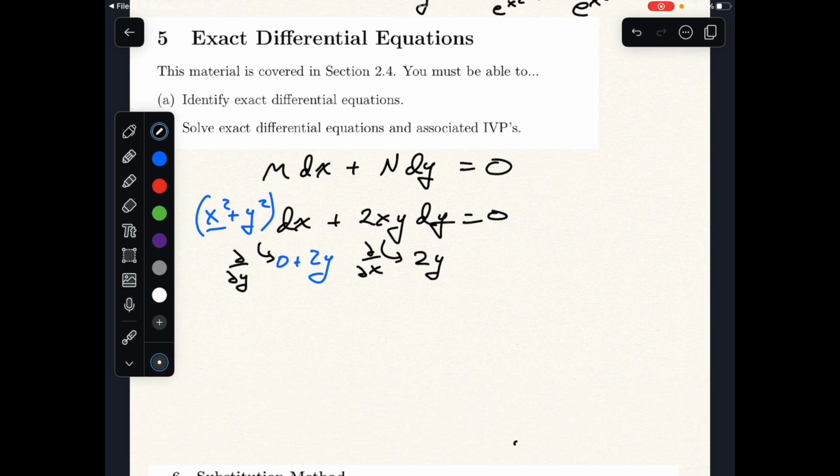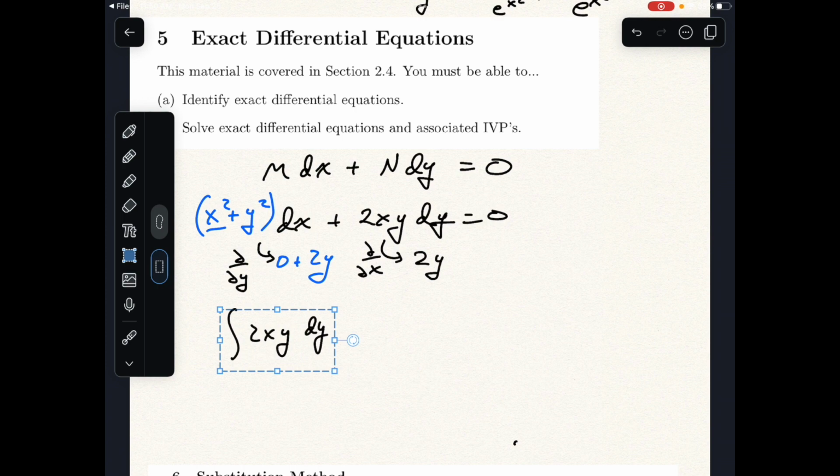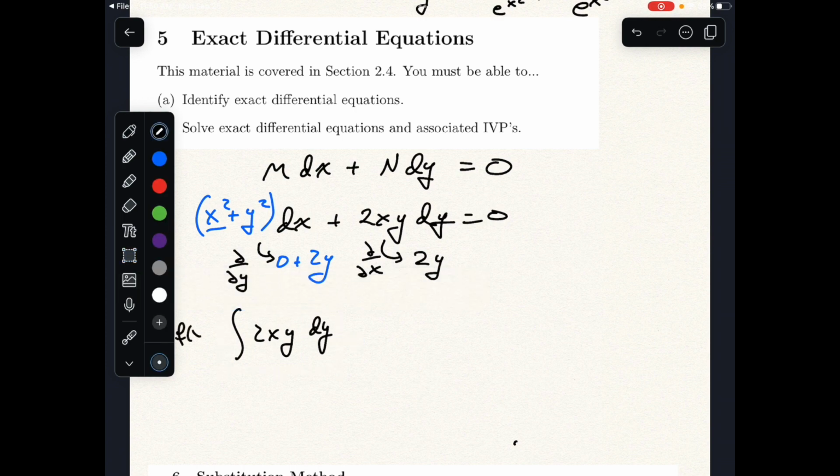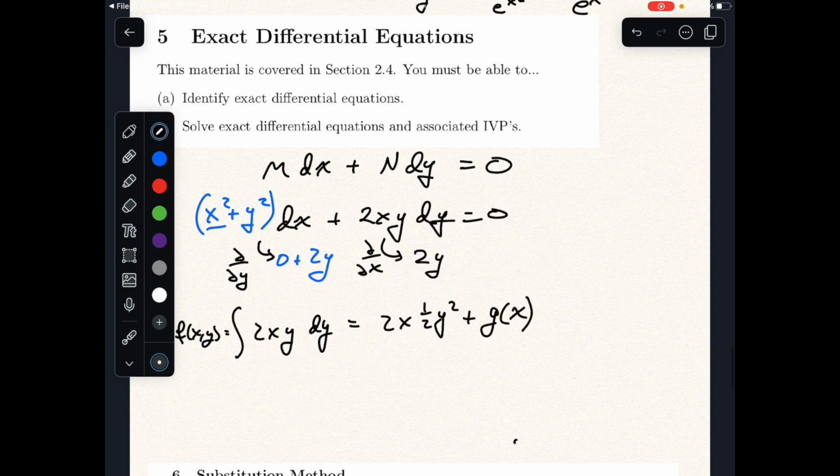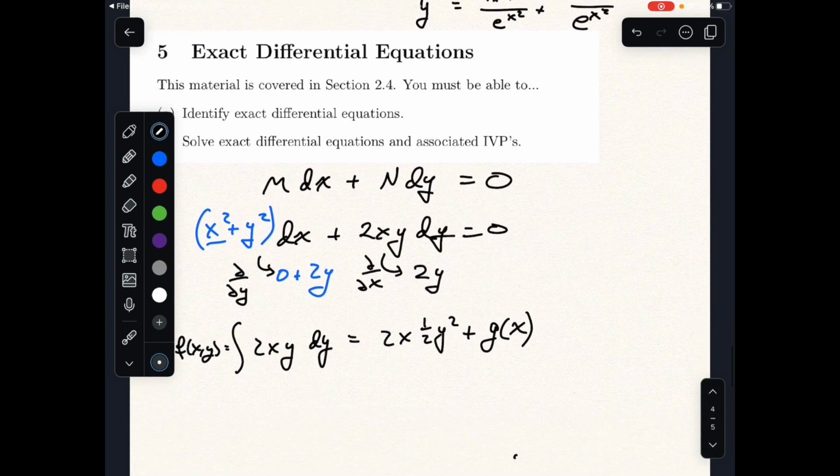How I like doing it is to integrate one of them, so let me say integrate this guy first. Let's do the integral of 2xy dy, and that's going to be equal to whatever our f is. So that's going to equal 2x times the integral of y, which is 1/2 y squared. And it's plus a constant, but it's really a constant with respect to y, so it could have some x's in there, so it's plus g of x. All right, so that's your f.